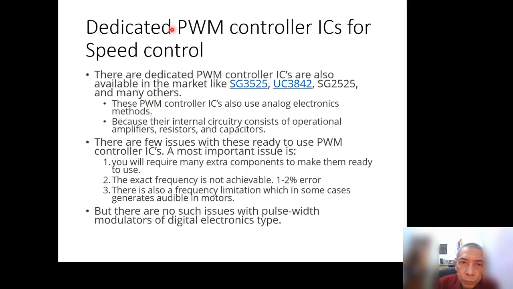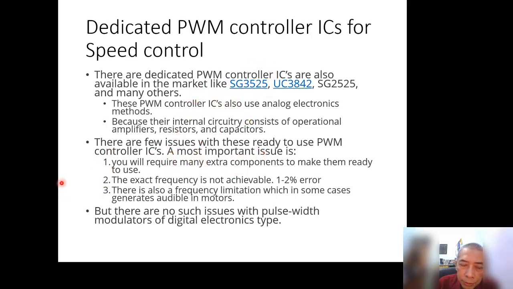So if you want to have a dedicated PWM controller, you can buy the SG3525, UC3842, SG2525, and many others. So these are PWM controller ICs, which use analog electronics methods because their internal circuitry consists of operational amplifiers, resistors, and capacitors.